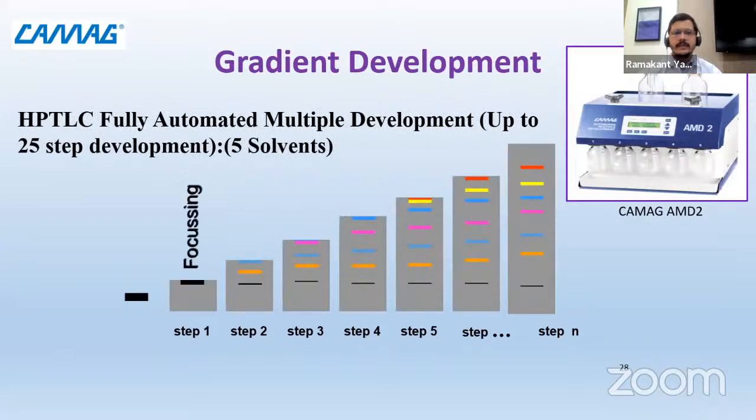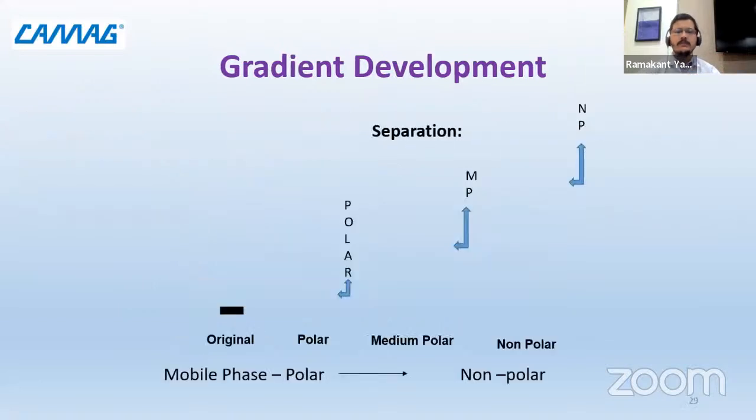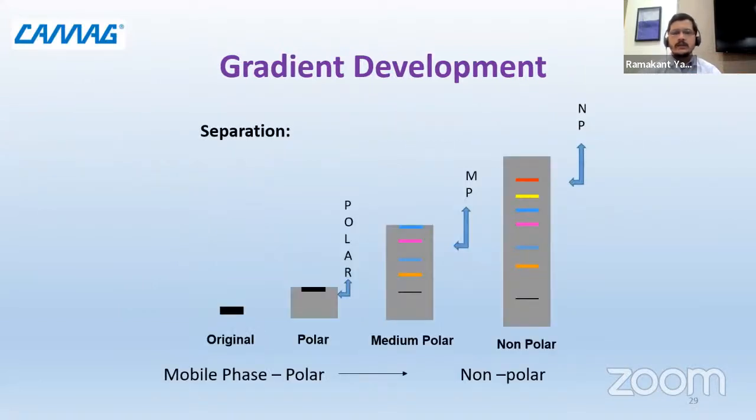Then automated multiple development and gradient development we can do. Up to a particular distance, we can develop the plate with polar, mid-polar, or non-polar mobile phase. We can change the composition of the mobile phase during chromatographic development. But here the gradient program is based on distance traveled by the solvent and not on time, as in a column. So this is the utility of AMD2.